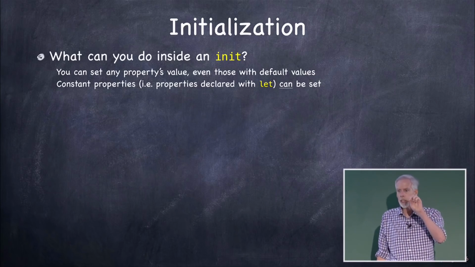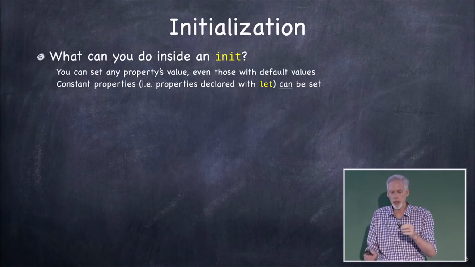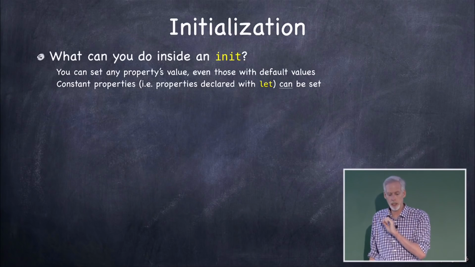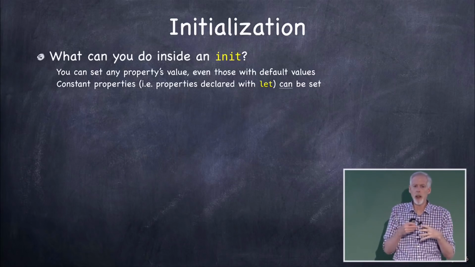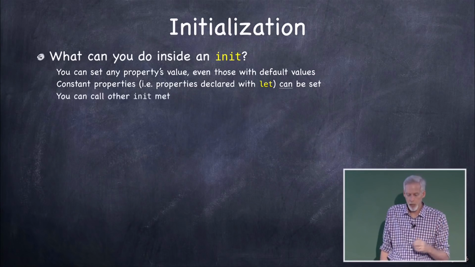So if you have let something, a constant in your class, like a constant instance variable basically, you can set that in the initializer, even though it's let. Okay, constant properties are fairly rare. You know, why would you have something that's constant? You might, though. You might have something that is determined at initialization and then never changes, okay?